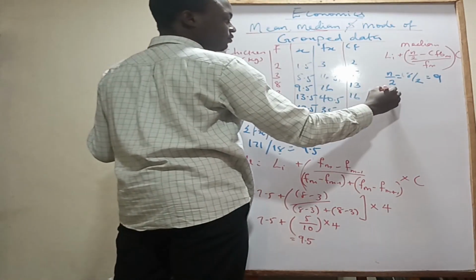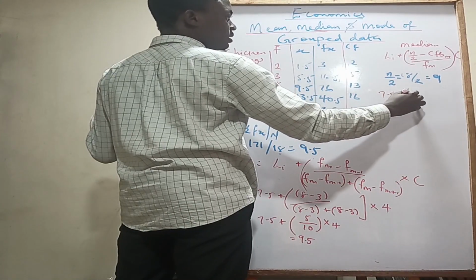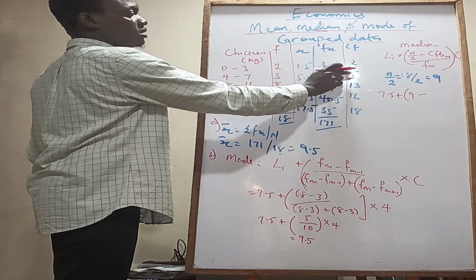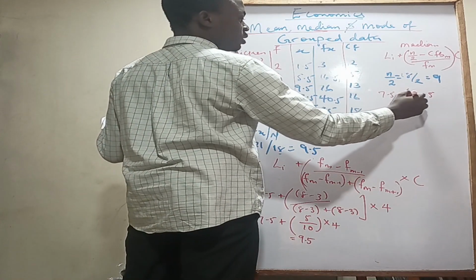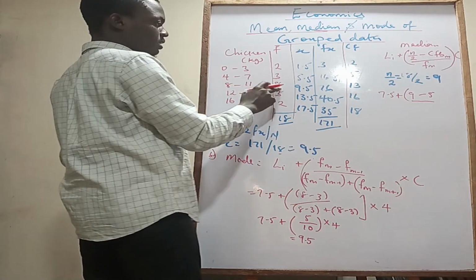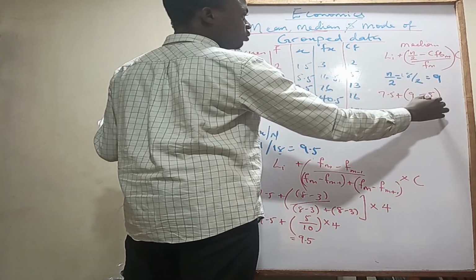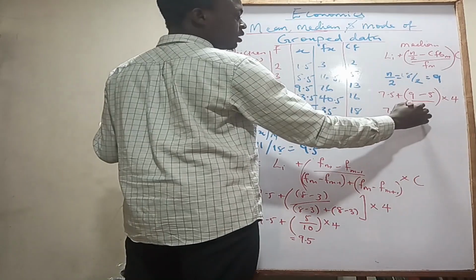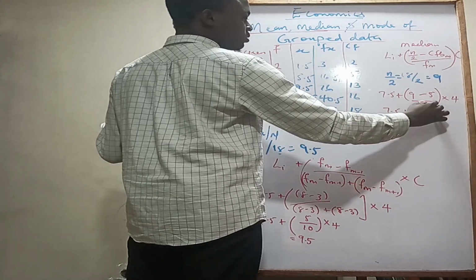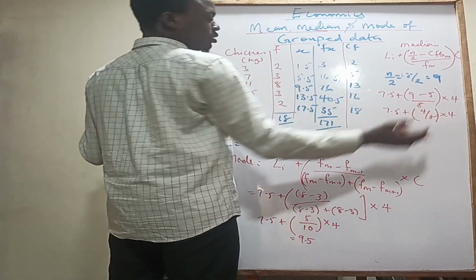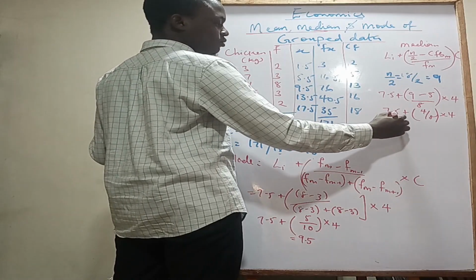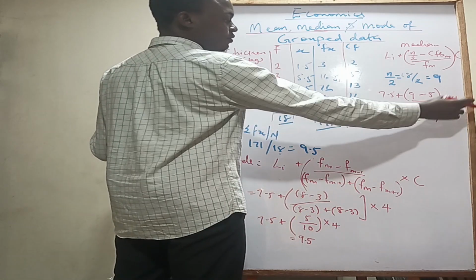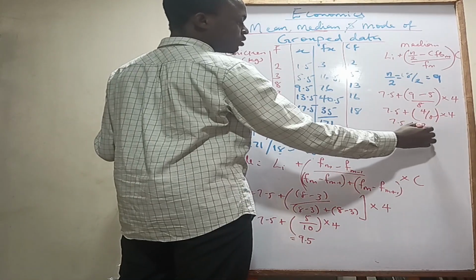So 7.5 plus, this is 9, minus the cumulative frequency before the median class. The CF before the median class is 5, minus 5, over the frequency of the median class, that is 8, and multiplied by the class size, which is 4. So 7.5 plus 4 over 8 multiplied by 4. Of course you know the maths. You do multiplication first, BODMAS. So this half times 4 is 2, and this is also equal to 9.5.